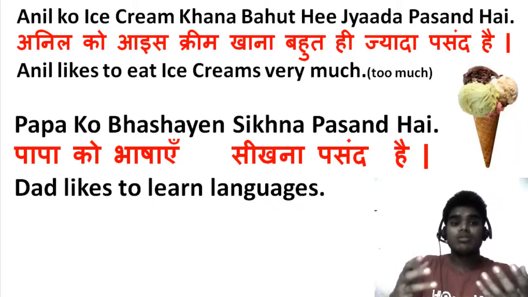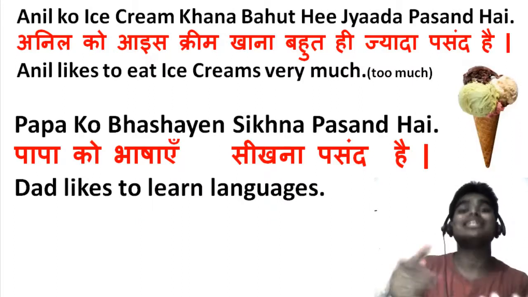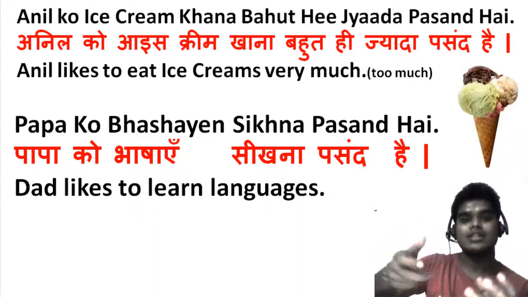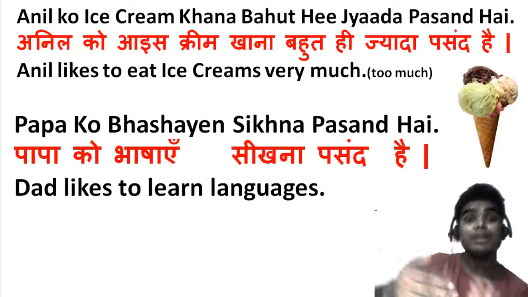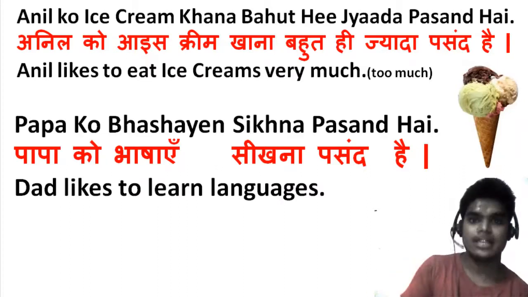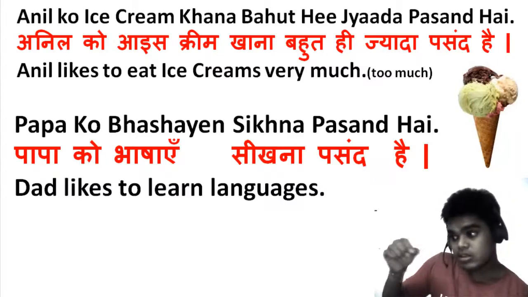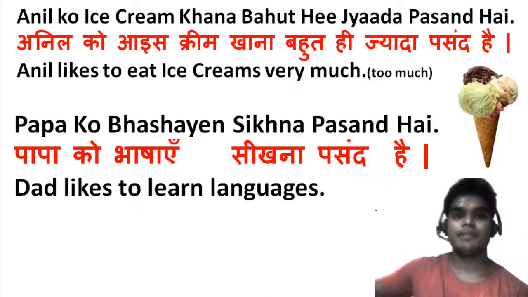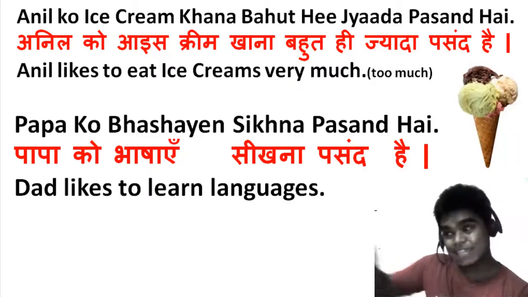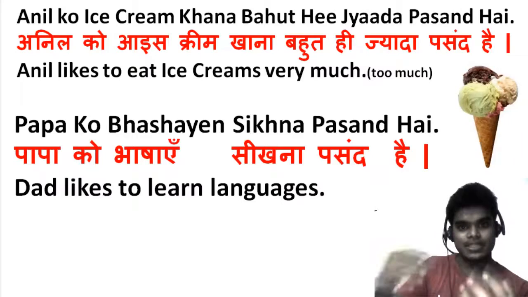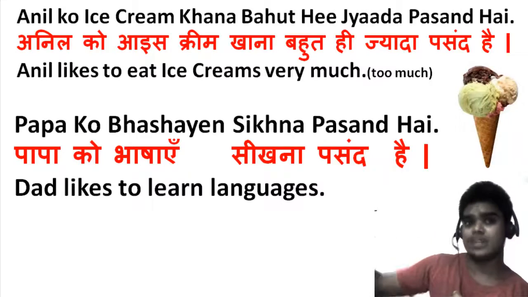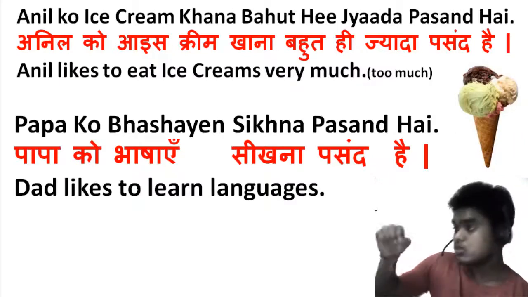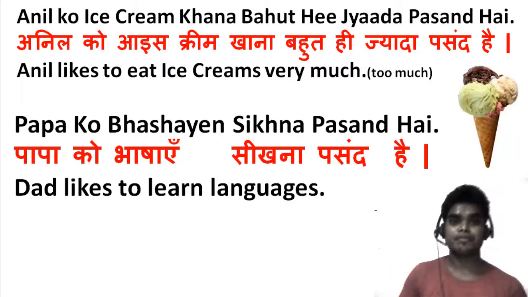Mummy ko khana pakana pasand hai. Khana pakana, right? To cook food, like cooking food, you know. So, mummy ko khana pakana pasand hai. Behan ko chitra banana pasand hai. Like my sister, you know, sister likes to do drawing. She likes drawing. So, behan ko chitra banana pasand hai.